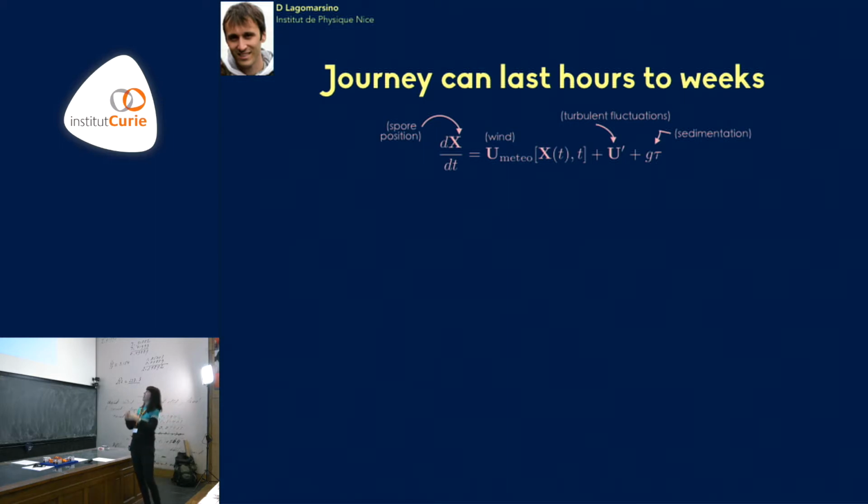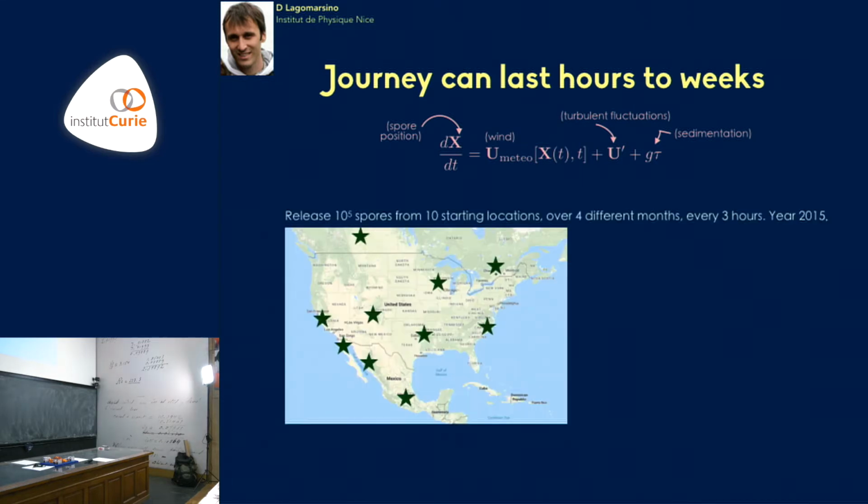Then you have to add an important term, which is the turbulent fluctuations, and you're going to have to model this because there is no measurement that tells you exactly what the turbulent fluctuation at that point in that instant in time was. And then there is sedimentation, which means gravitational settling. So these are heavy particles. Tau is the Stokes time scale, always the same, and that's the gravitational settling.